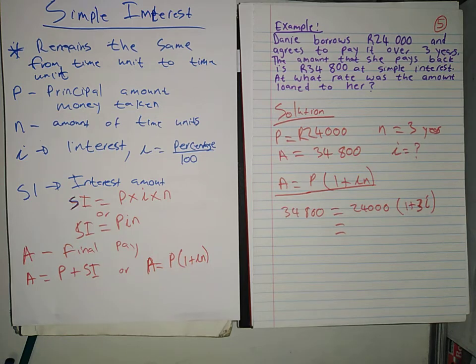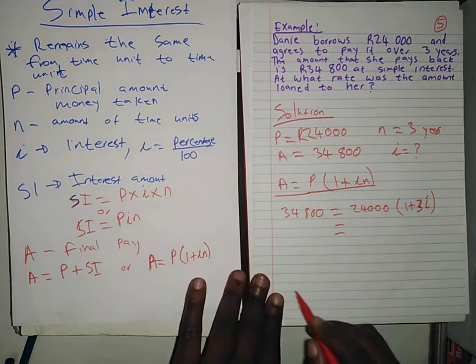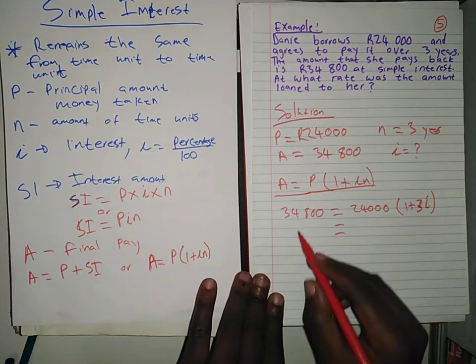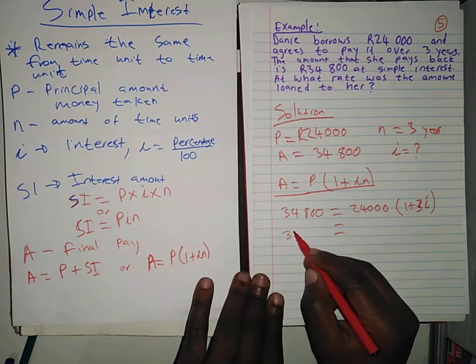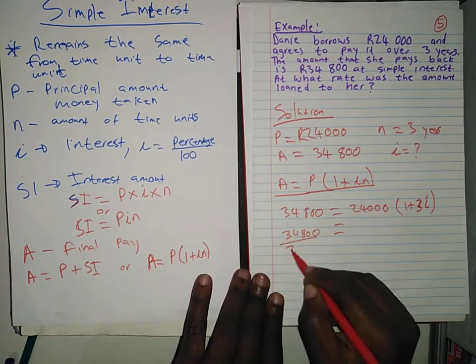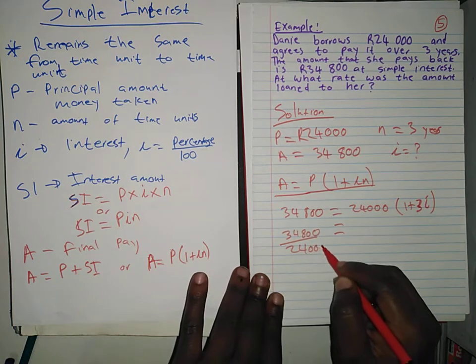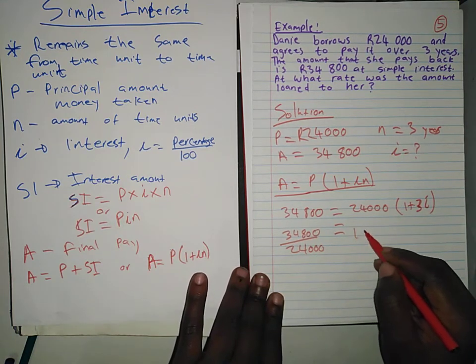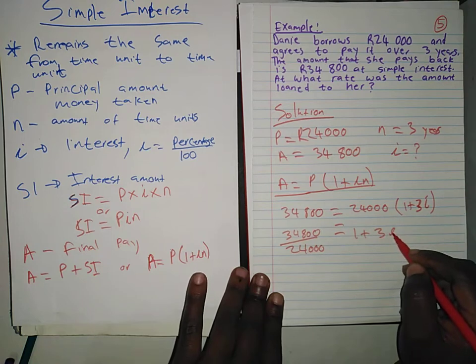Should I leave it as an exercise? Okay, let me just do it for argument's sake, so that you won't say I took you around. So you divide by 24,000 this side, and so you're going to have 34,800 divided by 24,000, which is equal to 1 plus 3i.